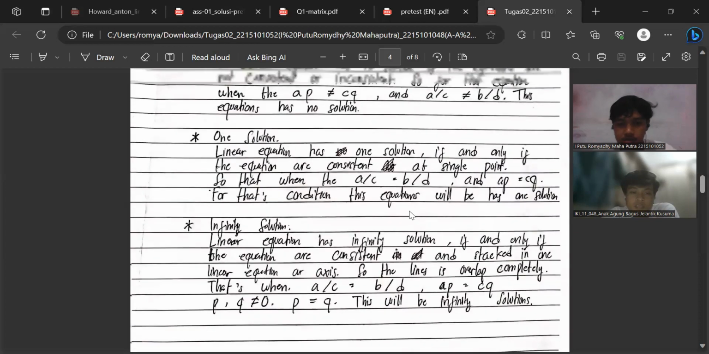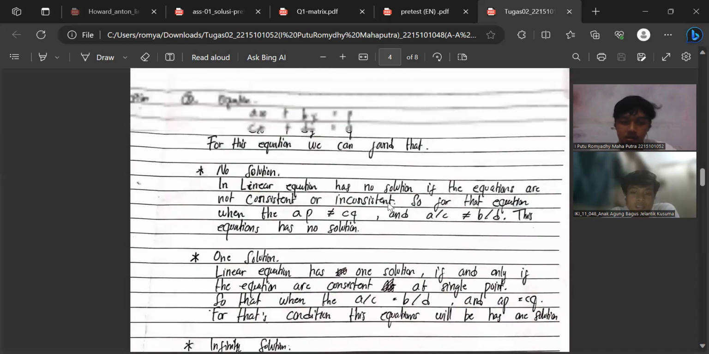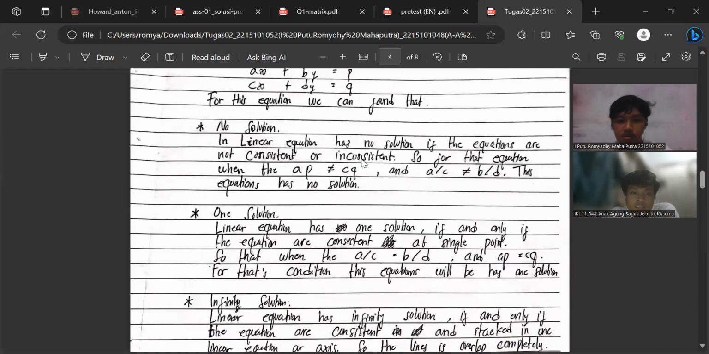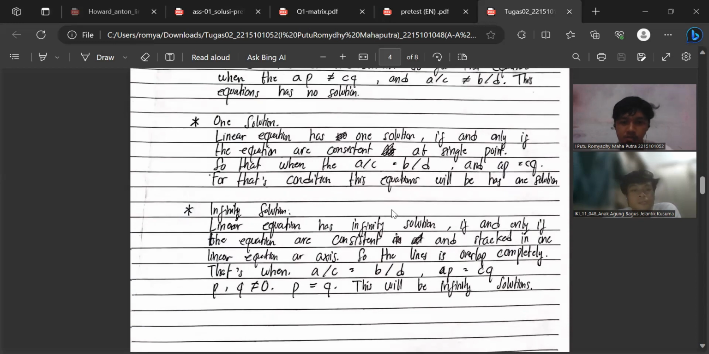So for the third answer, we find all the conditions for each kind of solution. We have no solution, one solution, and an infinite solution. Okay, that's all about the pretest answers that we discussed before. And then next we will discuss quiz one. It will be an explanation from my friend, Agung.